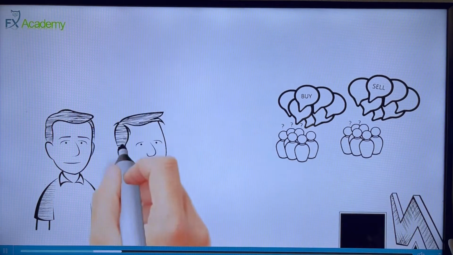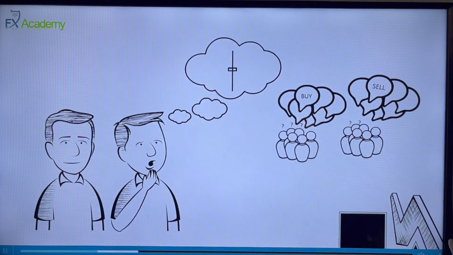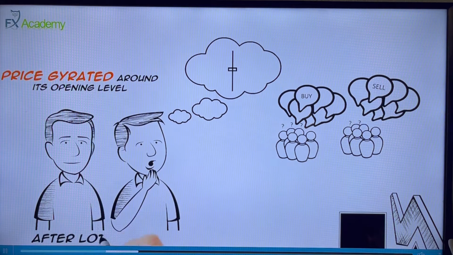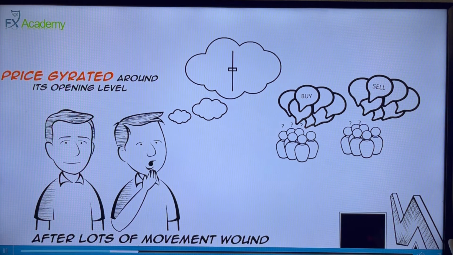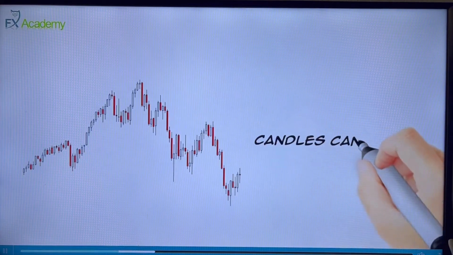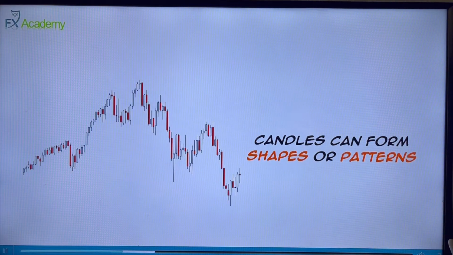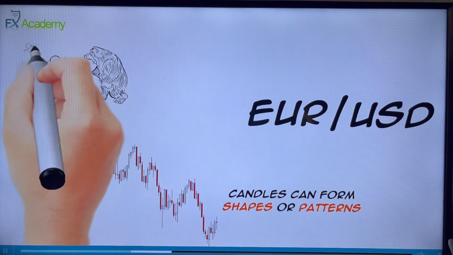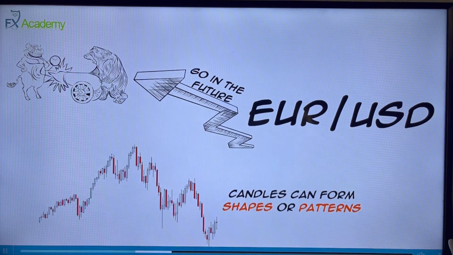Conversely, a candle like this one showed that traders couldn't make up their mind. Price gyrated around its opening level, and after lots of movement, wound up virtually unchanged. Similarly, whole sequences of candles can form shapes or patterns that suggest both what markets are feeling about a given currency pair or other asset and where price is likely to go in the future.